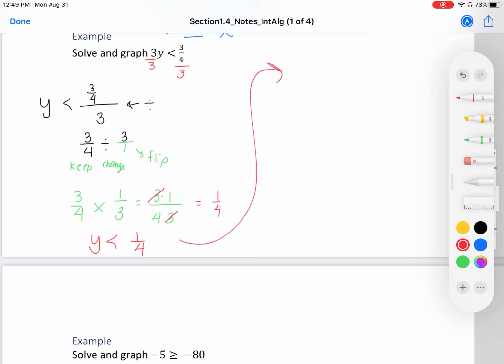Let's graph it. I have 1/4, and it's less than, so I'm going to shade towards the left, the smaller side. There is no equal to, so I will use a parenthesis.